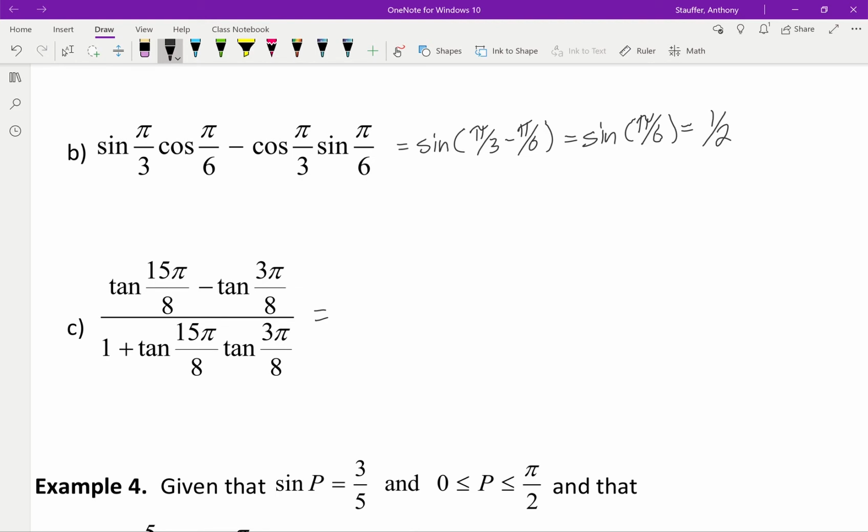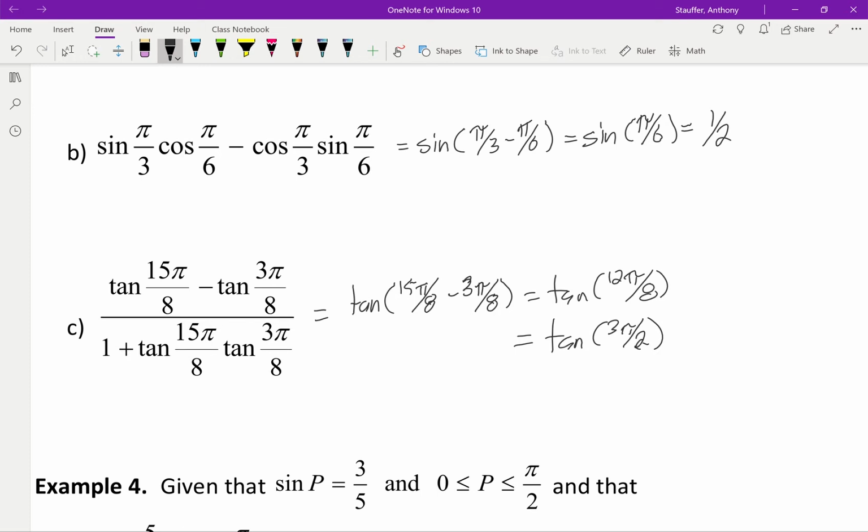The next one, we again notice that this is the tan difference, so I go tan of (15π/8 − 3π/8), which will give me the tan of 12π/8, which reduces to the tan of 3π/2. And we notice that that one on our unit circle is simply undefined.